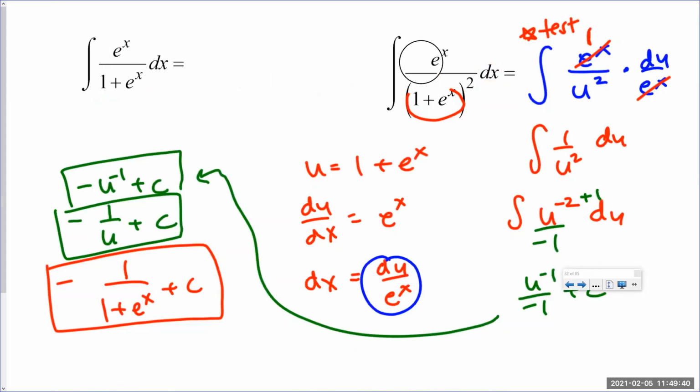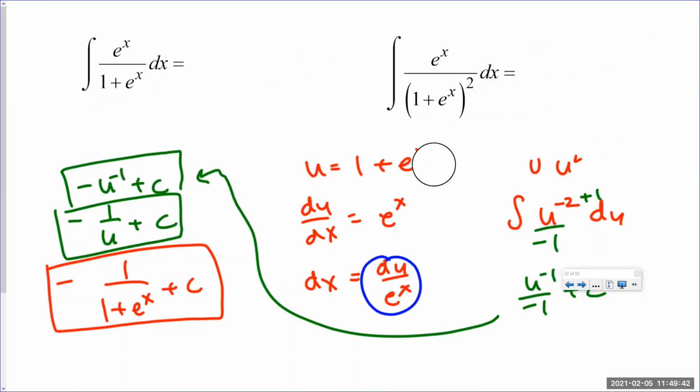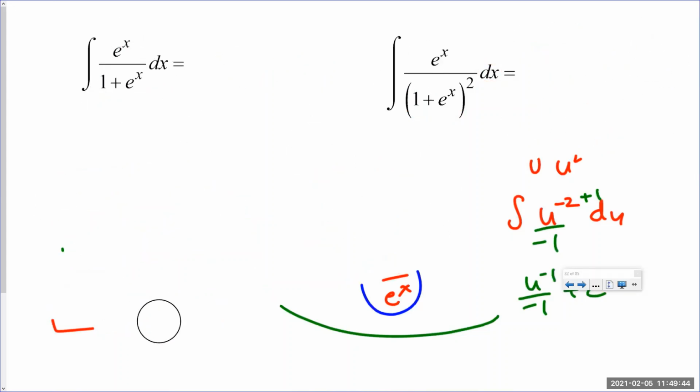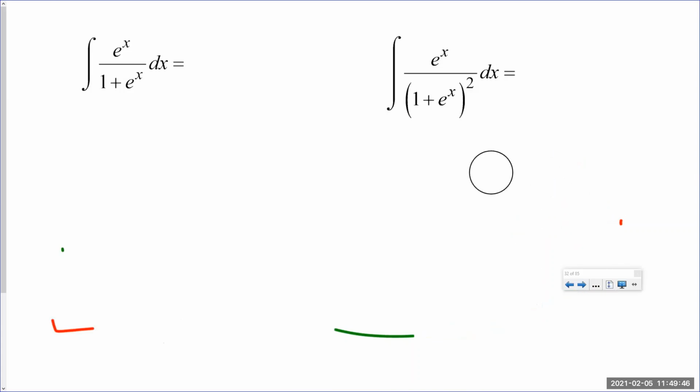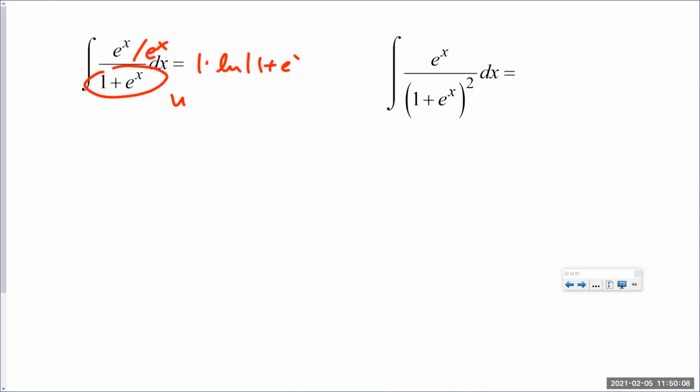Is this an ln shortcut? Look at these two problems. One's on your right side, one's on the bottom left of your worksheet. One is an ln and the other is not. Do you see it? The left is an ln. So let's look at this one. If I make the whole bottom my u, what's the derivative of 1 plus e to the x? e to the x. What does my numerator cancel out to? 1. So this will be 1 times ln of 1 plus e to the x plus c. And that was really nice.